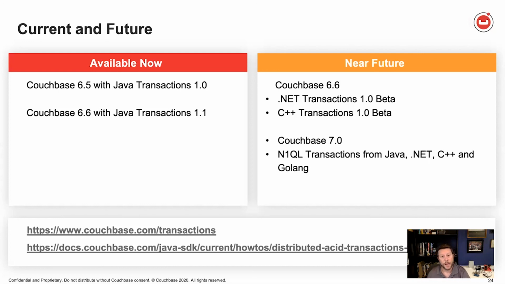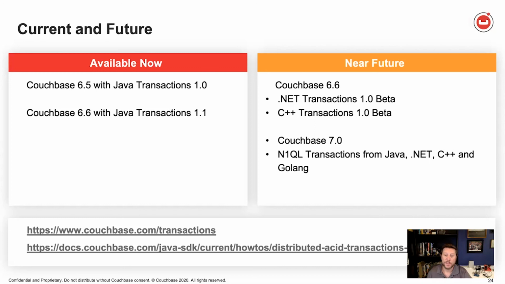In the near future, actually, maybe even today, as you're watching this presentation, we probably will have already been shipping the .NET Transactions 1.0 beta and the C++ Transactions 1.0 beta. Those are both compatible with Couchbase Server 6.6, which is already generally available. So we'd love to get you to download, try, and give us feedback on this new beta functionality. By the way, if you're familiar with regular Couchbase, you might be wondering why C++ instead of C. Some of the functionality I was showing with the lambda was a lot simpler to do in C++ than it would have been to do in C.